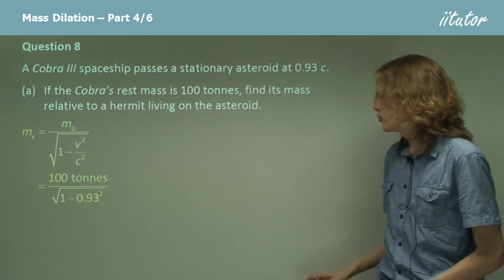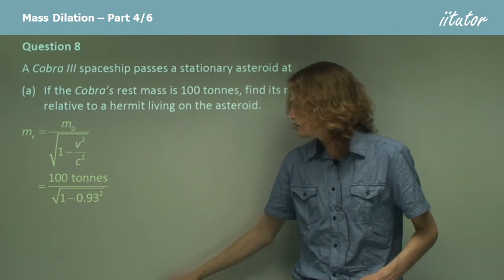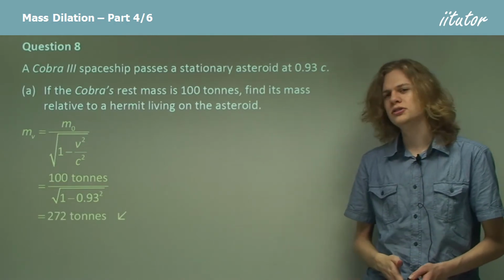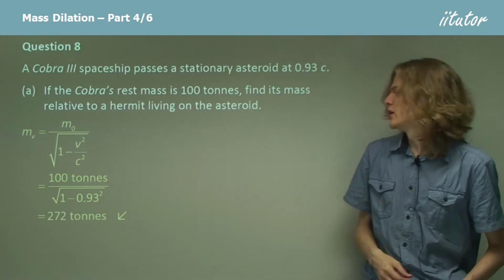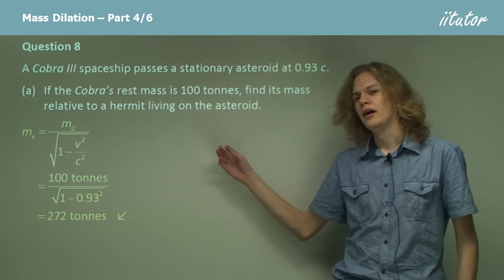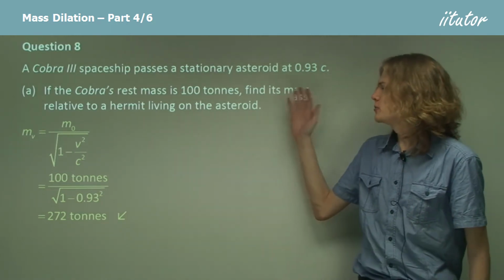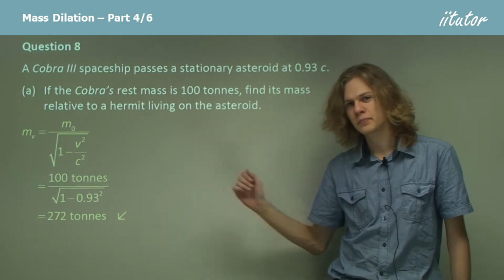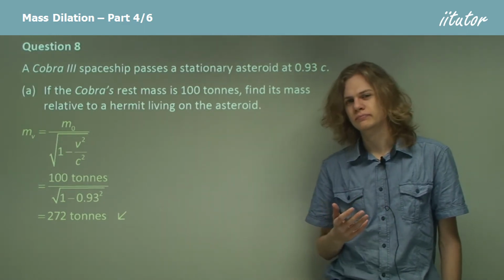Alright, so we can use a calculator to evaluate that answer, and we'll end up at 272 tons, which means that the spaceship, when it's moving at 93% of the speed of light, is almost 3 times heavier than in its rest frame.